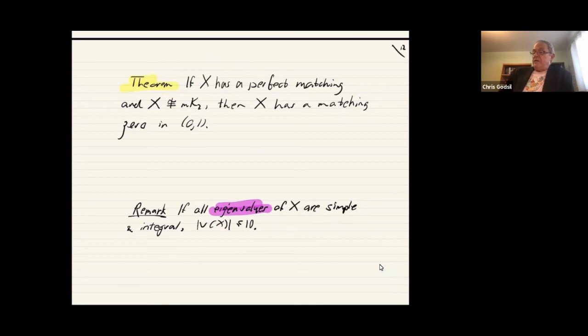Now, for reference, it's actually true that if you have a graph and all the eigenvalues are simple integers, you can prove the number of vertices is at most 10. On the other hand, it's comparably easy to construct graphs with simple integer eigenvalues. The first example that comes to mind would be strongly regular graphs or cube-like graphs, Z to D. So you can construct graphs with integer eigenvalues without any problems. And so, with the matching polynomial, as I said, it's not clear what's going to happen.